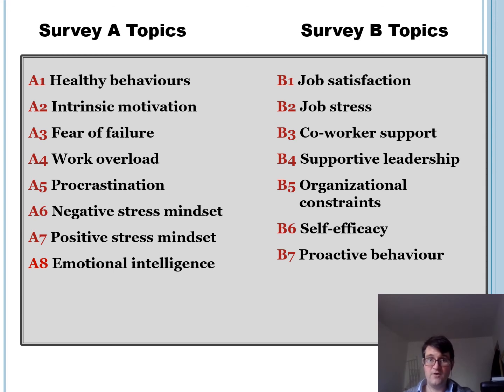So I'm going to record this for a bit, but I'll post these slides as well, so you'll be able to see it. On survey A, this is the student survey over here. Survey B is an employee survey. For survey A, we have healthy behaviors, intrinsic motivation, fear of failure, work overload, procrastination, negative stress mindset, positive stress mindset, and self-reported emotional intelligence. On survey B, the employee survey, we have job satisfaction, job stress, coworker support, supportive leadership, organizational constraints, self-efficacy, and proactive behavior.